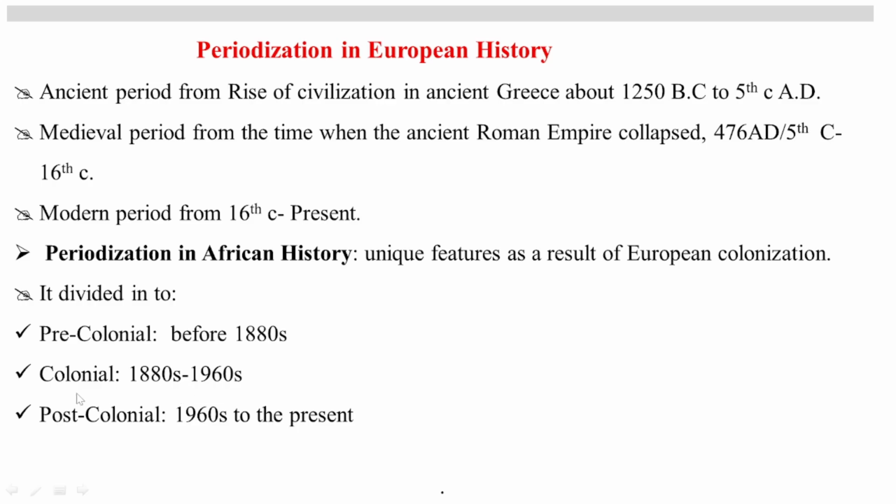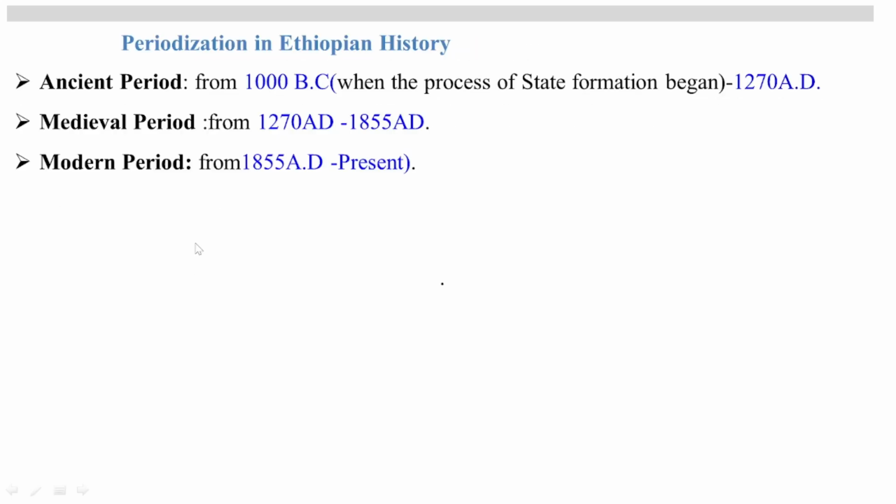Colonial period, during colony; post-colonial period, after colony, after the end of colony in Africa. This means periodization in African history. Now Ethiopian history: periodization of Ethiopian history is also divided into three subperiods, the same in name as the European one. So ancient Ethiopia or ancient period, medieval Ethiopia or medieval period, modern Ethiopia or modern period.